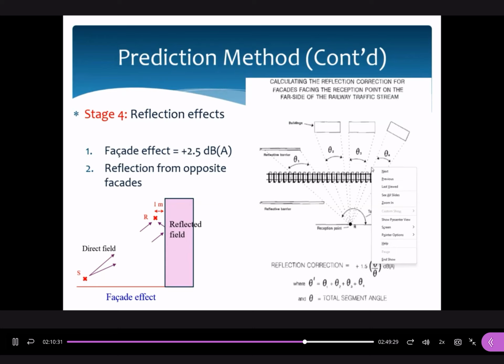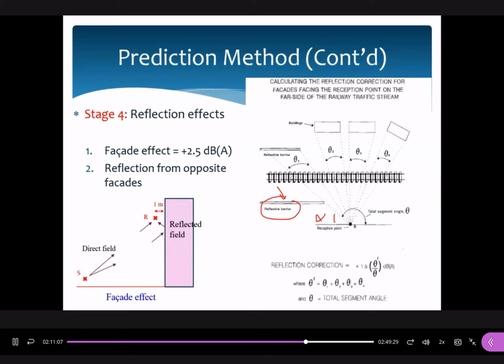Okay, there are several conditions. If we encounter one of them, we need to derive into different segments. Now, let's take a look at this one. Here we have a reflective barrier, correct? This barrier could block those sound effects generated from this rail track to these reception points, correct? But on the other side, we don't have a barrier. So in this case, at least we have to derive into two segments.